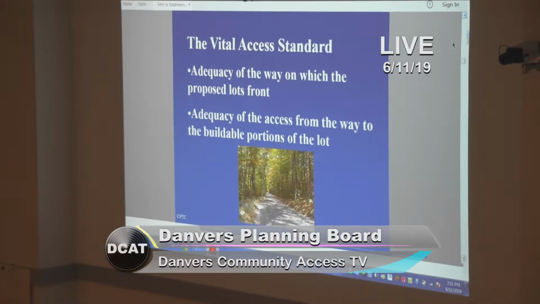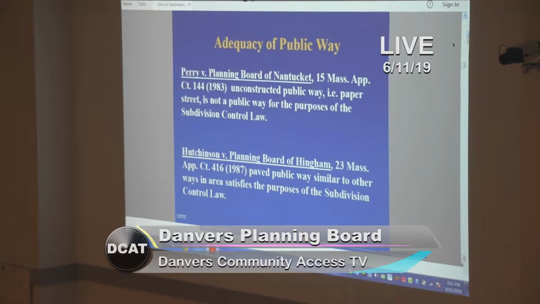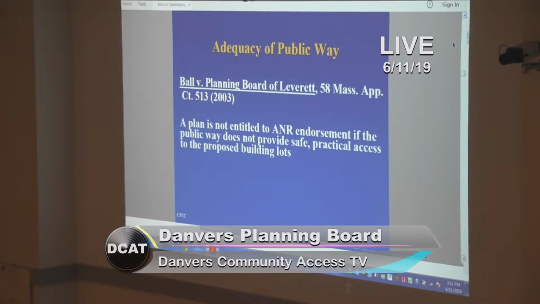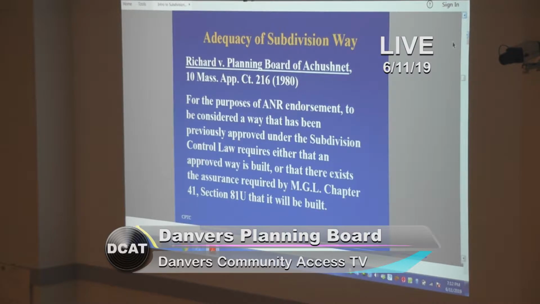So when you're talking about adequacy of a way for A&R purposes, when it's a public way, it's this illusory access standard. It has to be a constructed public way. It can't be a paper street that was accepted and laid out, but never actually constructed. The fact that there are simply deficiencies in the way would not be grounds for denying A&R endorsement, because again, the question is, is it adequate to provide vital access? So if it doesn't provide safe, practical access to the proposed building lots, then the road is not sufficient to justify A&R endorsement. And we'll get to some of the examples of where the court found that to be the case.